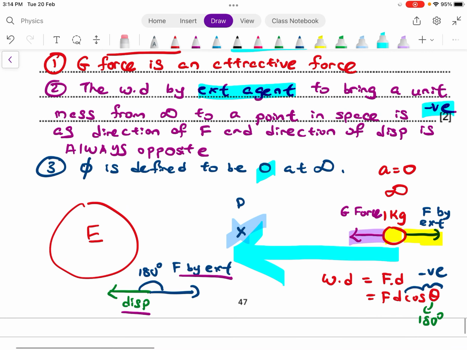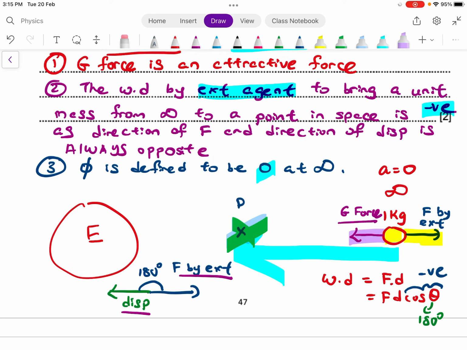Let me just recap. Why is it always negative? First, we have Earth, and we have a 1 kg mass at infinity. The Earth exerts a gravitational force on the 1 kg mass, towards the left hand side. Then, in order to bring this 1 kg mass to this point P, I need to exert a force in a particular direction. But remember that the definition is that I must ensure the mass does not accelerate.